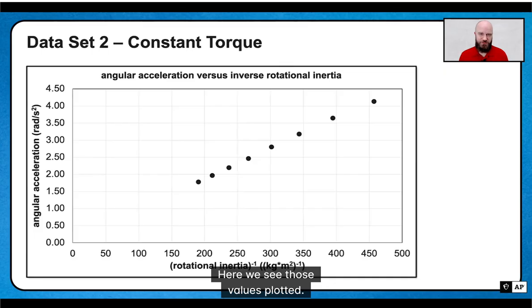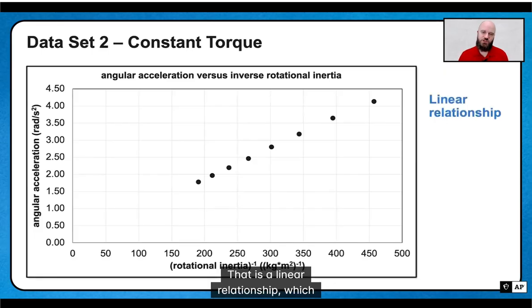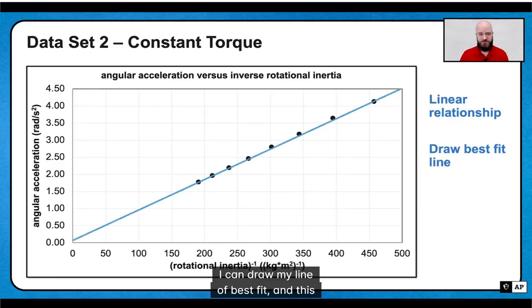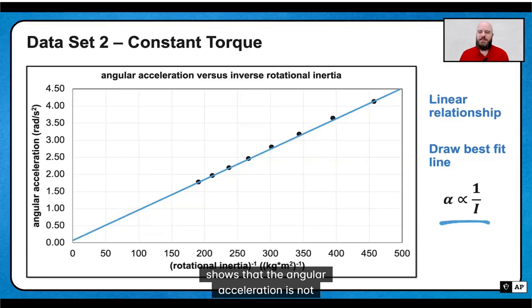Here we see those values plotted. That is a linear relationship, which means I've hit on the correct relationship between my variables. I can draw my line of best fit. And this shows that the angular acceleration is not proportional to the rotational inertia. It's proportional to the inverse of the rotational inertia.